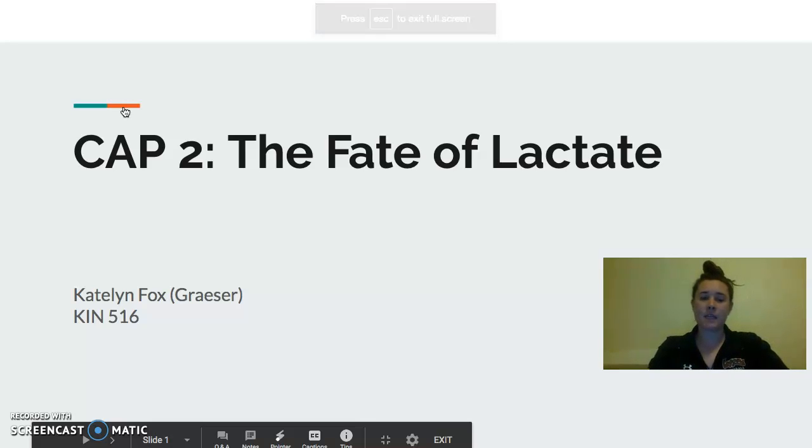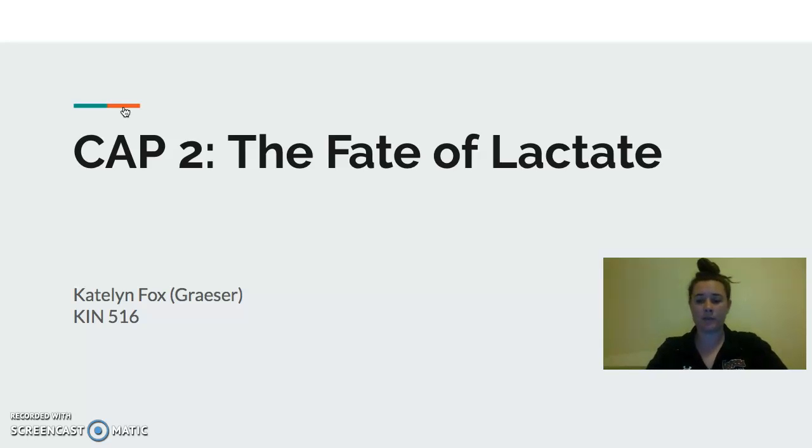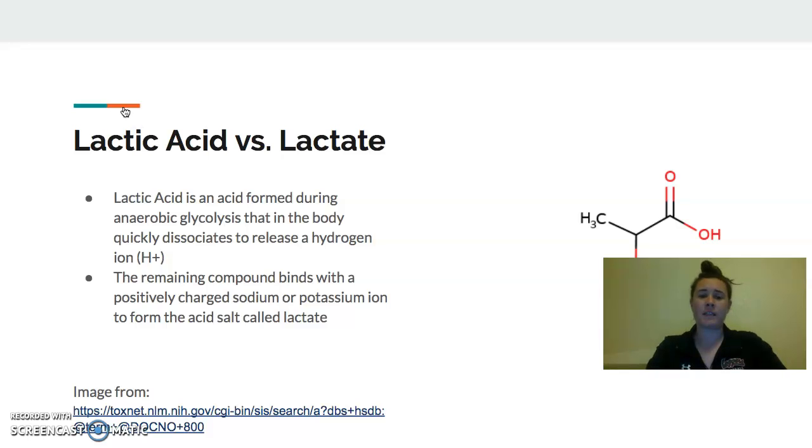Hello Kin 516. Today we're going to be going over Cap 2, the pathways of lactate from skeletal muscle into our liver. First I wanted to clarify the difference between lactic acid and lactate.